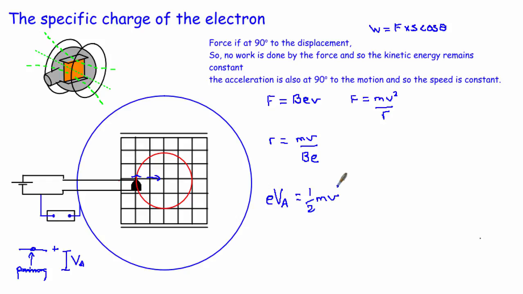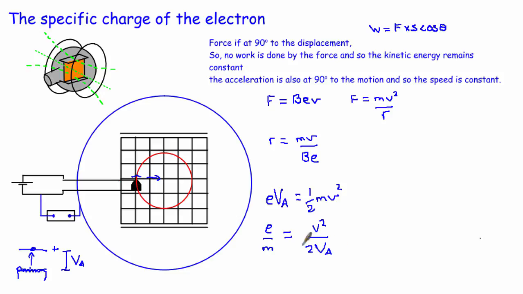So we've got the work done by the electric field is equal to the kinetic energy that's gained by these particular particles. So what I'm going to do now is write the specific charge. The specific charge is the charge over the mass, so that's e over m. So I'm going to rearrange this equation to get e over m. And if I do that, e over m equals v squared over 2 times this anode potential, like that.